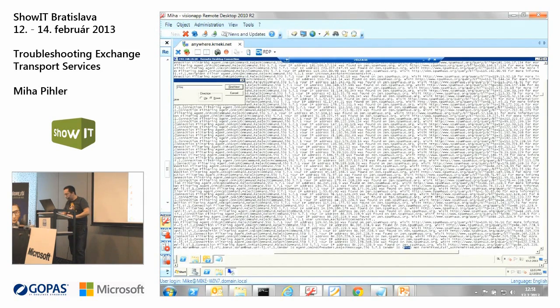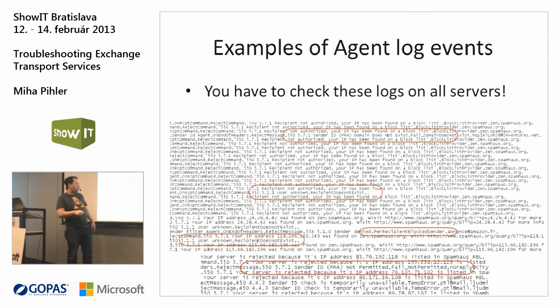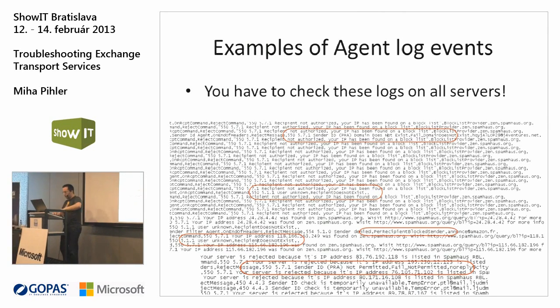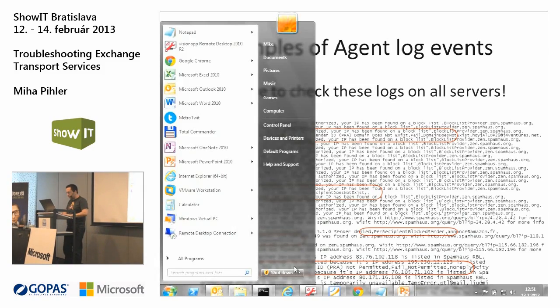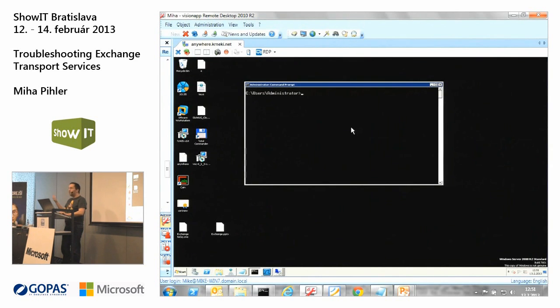If this is hard to see, I will just go here. This part of the error is this one, sender ID not permitted. I can actually show you how it looks when I'm trying to send an email from an IP address that is not allowed. So how does this record look?